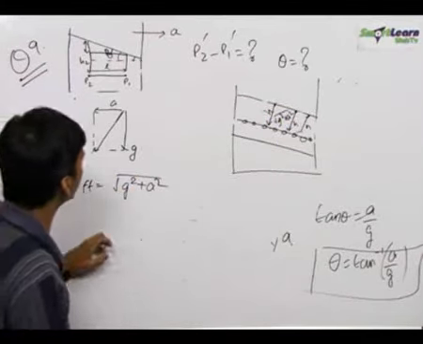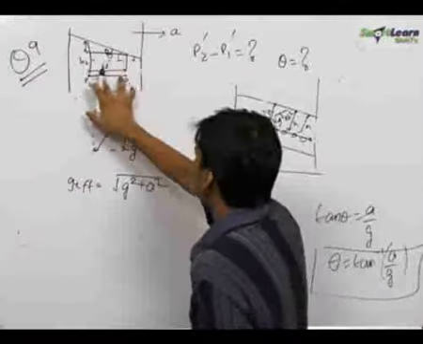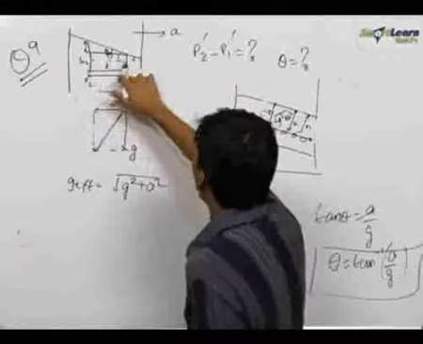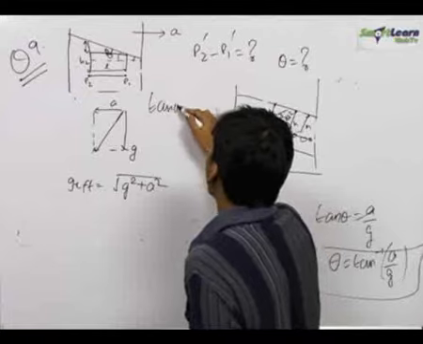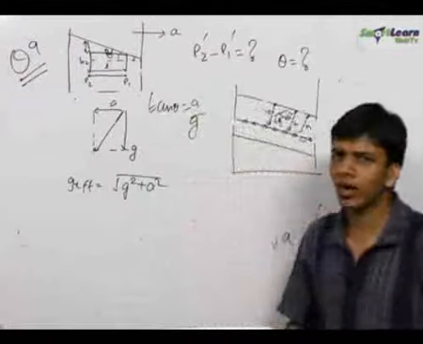So, the final answer was P2 minus P1 was equal to rho AL. Therefore, there is a difference in pressures of rho AL which is needed to provide the necessary acceleration to this block of water, and tan theta was equal to a by g, that is theta is equal to tan inverse a by g. These two are our final answers.